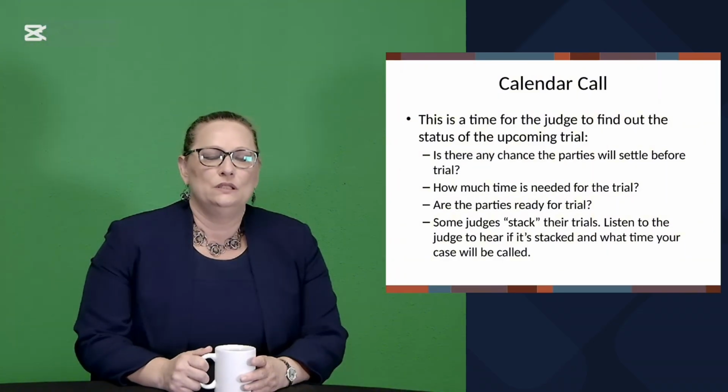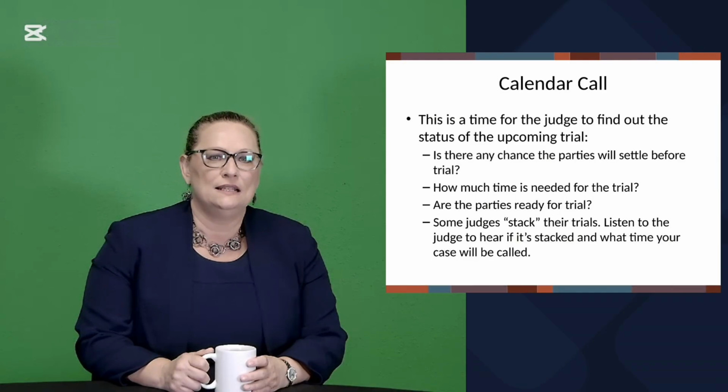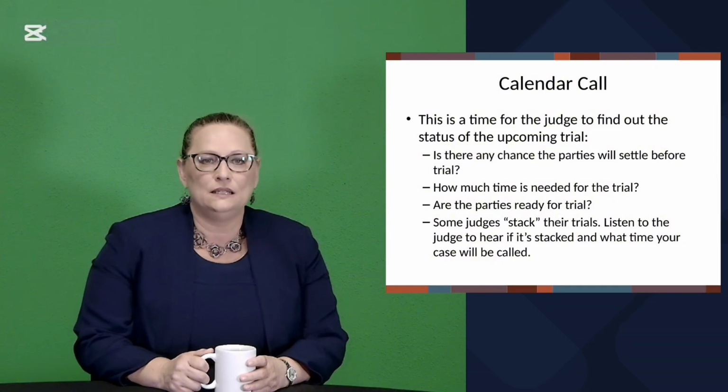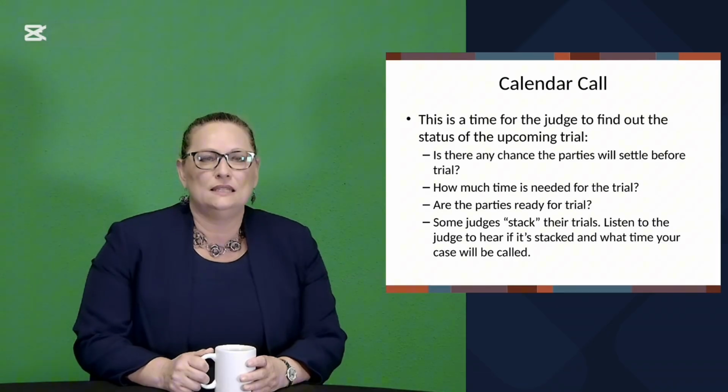Some judges will set a calendar call. What this is, generally, is a hearing before a trial where the judge checks the status of whether the parties are ready to go to trial. Is there a chance that they're going to settle before trial? Do they need to do more discovery, or are they ready to go? Some judges will have the calendar call and then give you the trial date very quickly after the calendar call. Some judges will already have given you the trial date and then just have the calendar call to double check if you're ready for it.